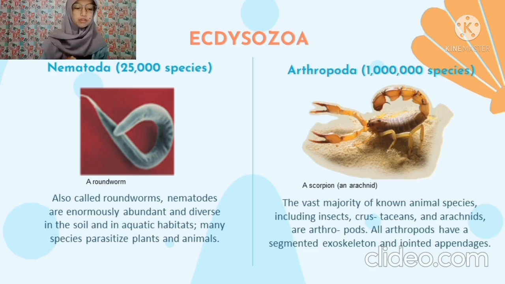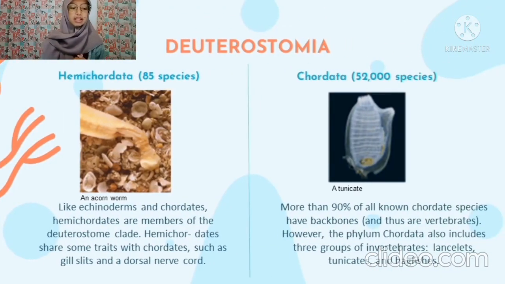Next, the fourth ecdysozoan is arthropods. There are 1 million species of arthropods in the world. The vast majority of animal species, including insects, crustaceans, and arachnids, are arthropods. All arthropods have a segmented exoskeleton and jointed appendages.